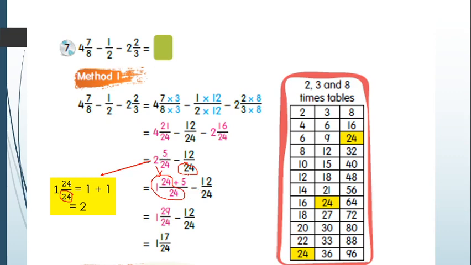So the 5 here stays, it will not change. So we'll have 24 plus 5, so 1 29/24 minus 12/24. Okay, the denominator is the same. So now 29 minus 12, so it can be subtracted. Then you will have your answer 17/24.